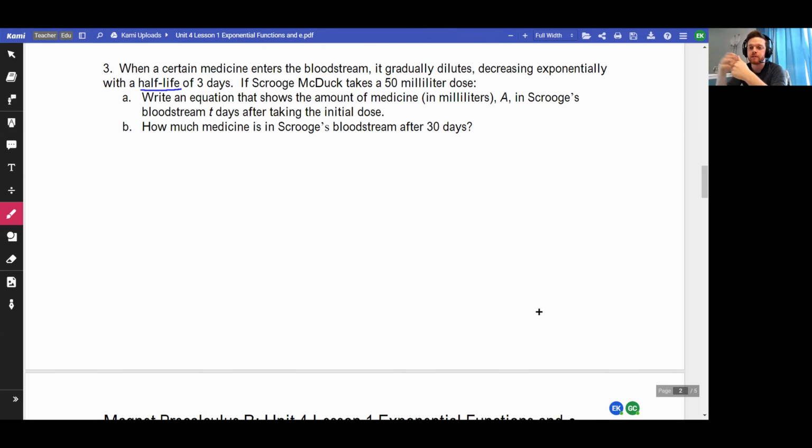The makeup of the substance determines its half-life. Some things have tremendously long half-lives. Medicine here has a 3-day half-life, which means after 3 days, we're going to have half the amount that we had 3 days prior. So just like the previous problems, the next iteration of how much you have is dependent not on the initial amount, but on the previous amount.